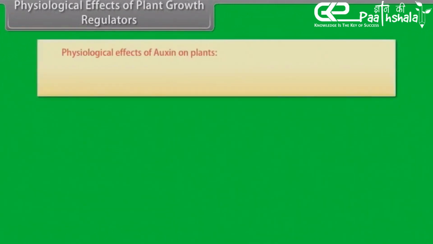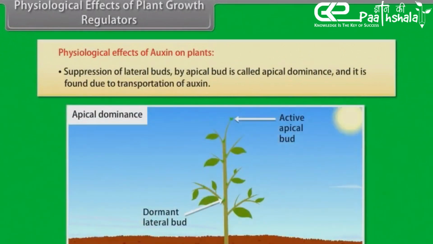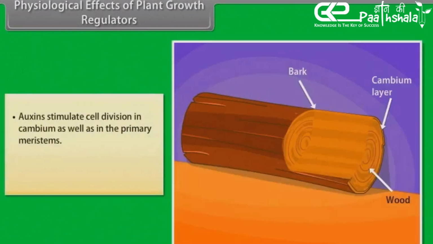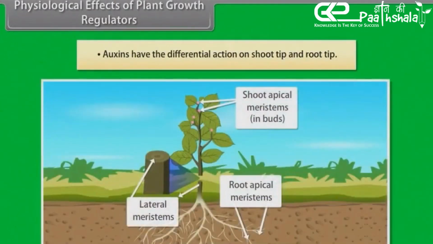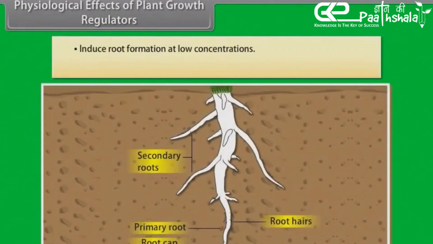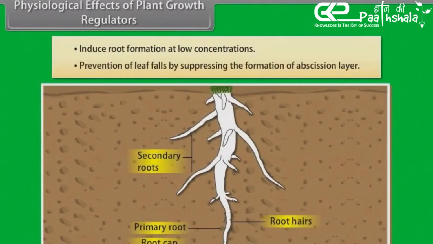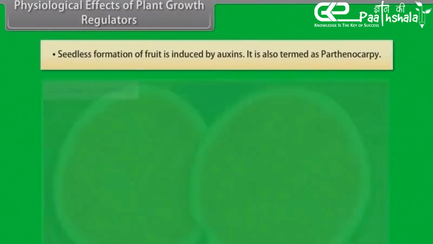Physiological effects of auxin on plants. Suppression of lateral buds by the apical bud is called apical dominance, and it is due to transportation of auxin. Auxin stimulates cell division in the cambium as well as in the primary meristems. Cell elongation is an important role played by auxins. Auxins have a differential action on shoot tip and root tip. They induce root formation at low concentrations. They prevent leaf fall by suppressing the formation of the abscission layer. Seedless formation of fruit is induced by auxins.